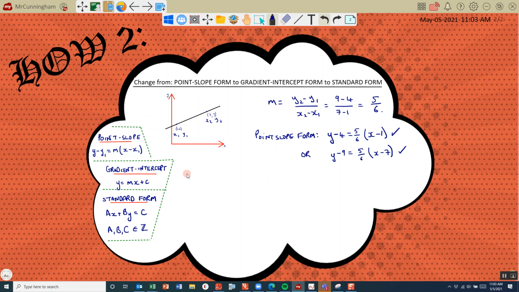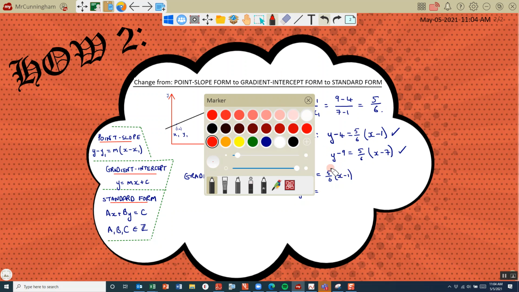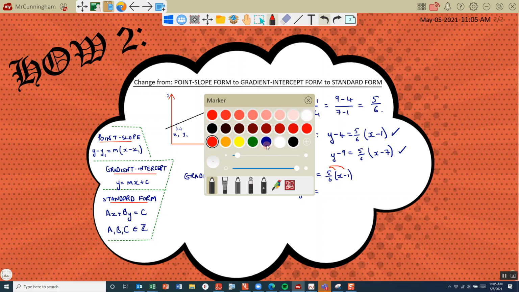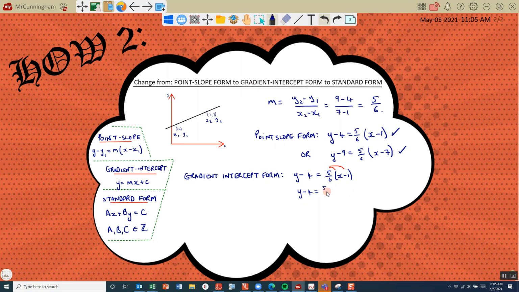Okay, for gradient intercept form, we take our equation, either one of these is fine, doesn't matter which one. We now need to put it into this form, so it's y equals. So to start that off, I'm going to expand the bracket. I'm going to do 5/6 times x, and then 5/6 times 1. So that's 5 over 6 x minus 5 over 6.